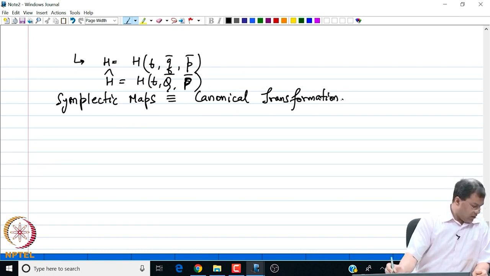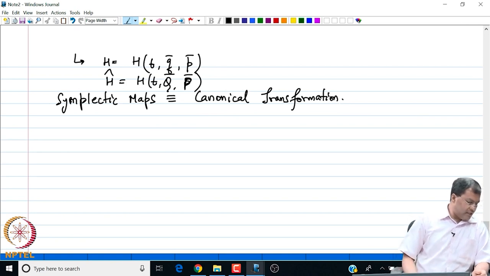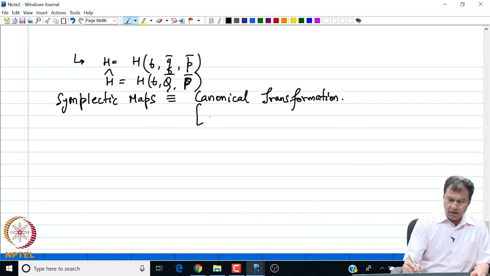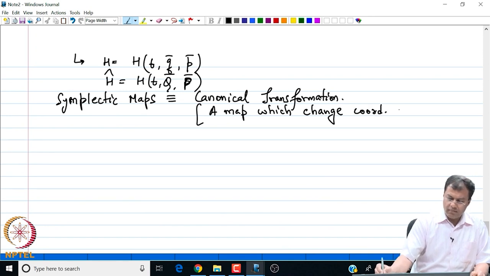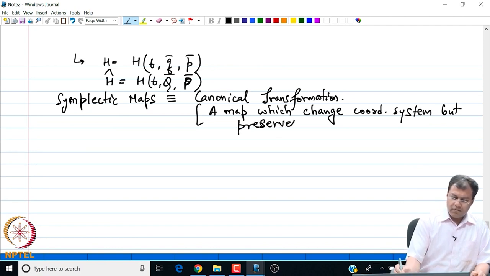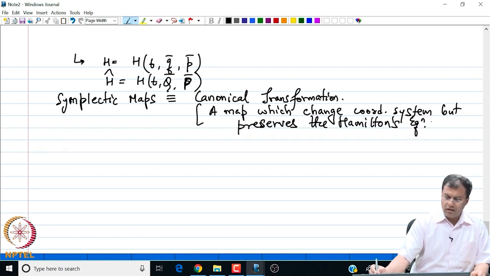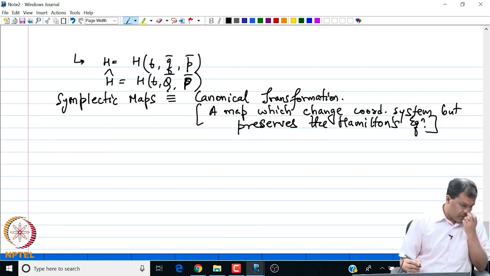Okay, symplectic maps are also canonical transformations, a map which changes the coordinate system but preserves the Hamilton equation. What are canonical maps? A map which, in layman's terms, changes the coordinate system but preserves Hamilton's equation. Right, Hamilton's equation in the new system is still satisfied.